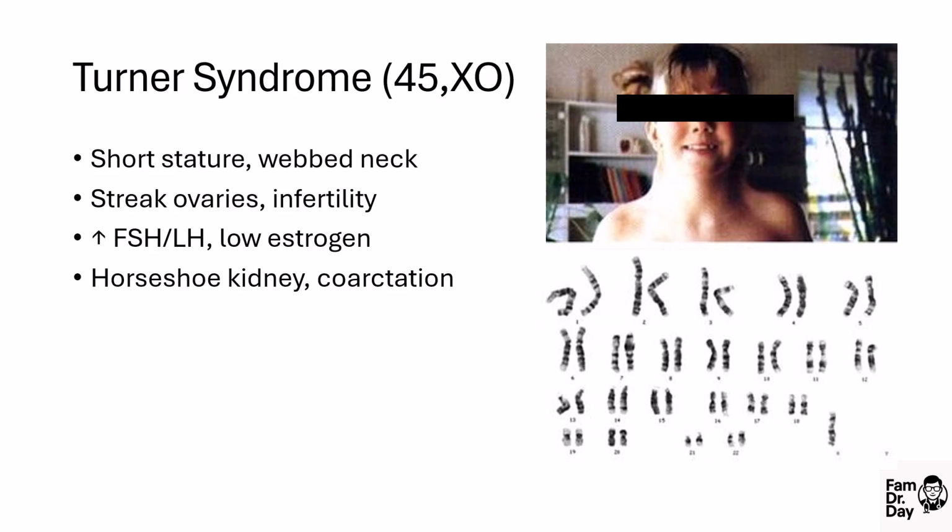To recap, 45XO female, short stature, webbed neck, streaked ovaries, infertility, increased FSH and LH, and congenital anomalies like horseshoe kidney and aortic coarctation is your Turner syndrome. Know this one inside and out.